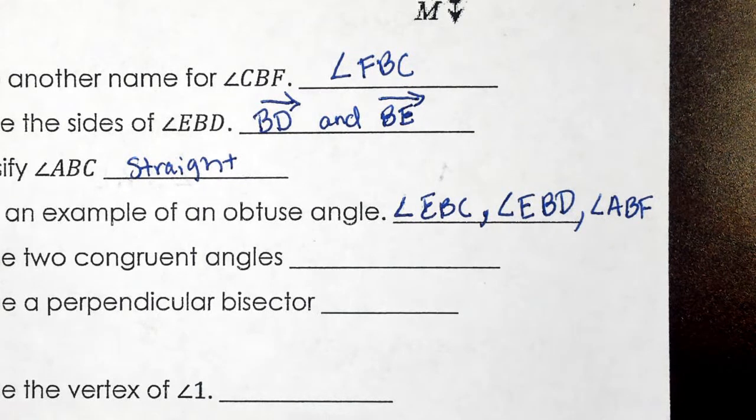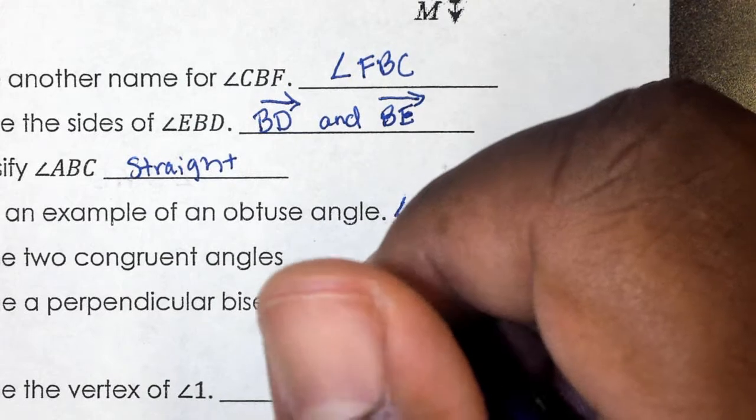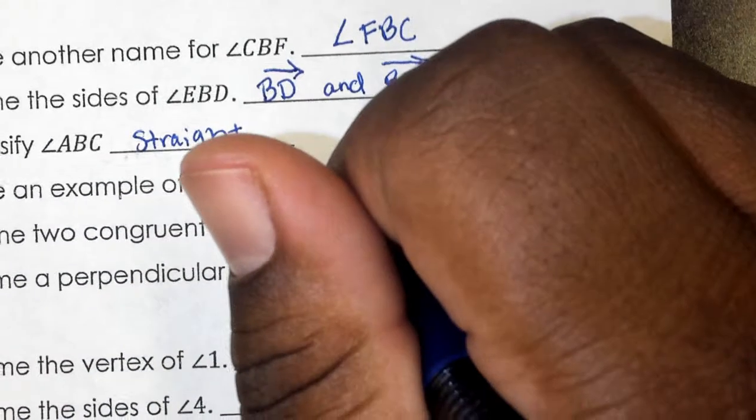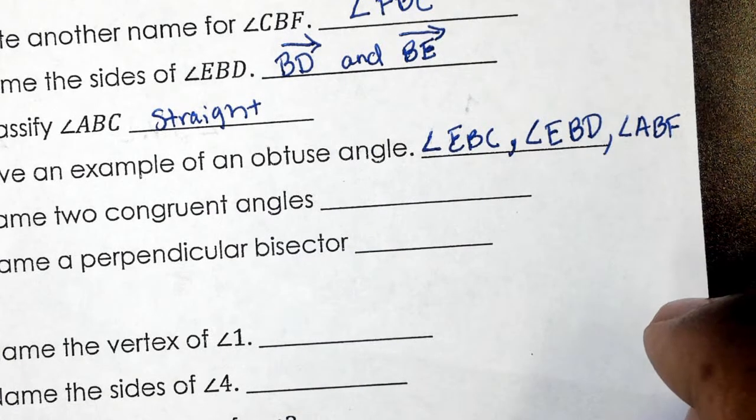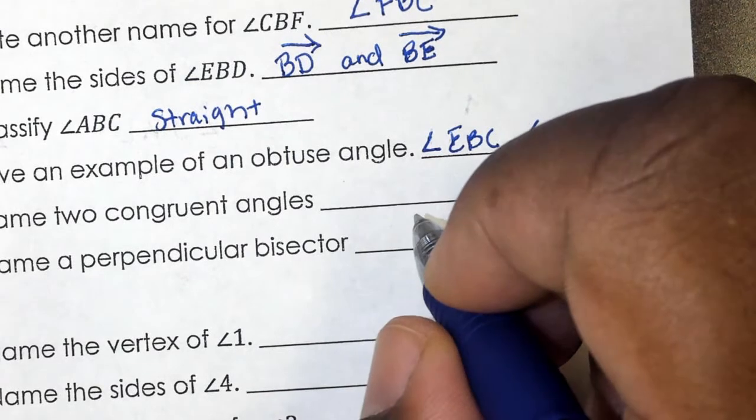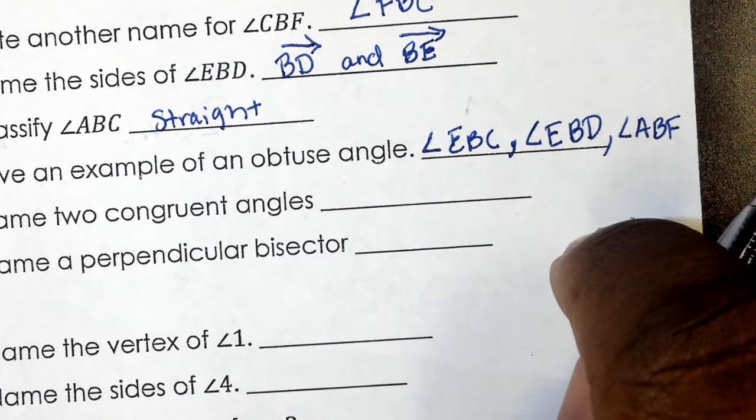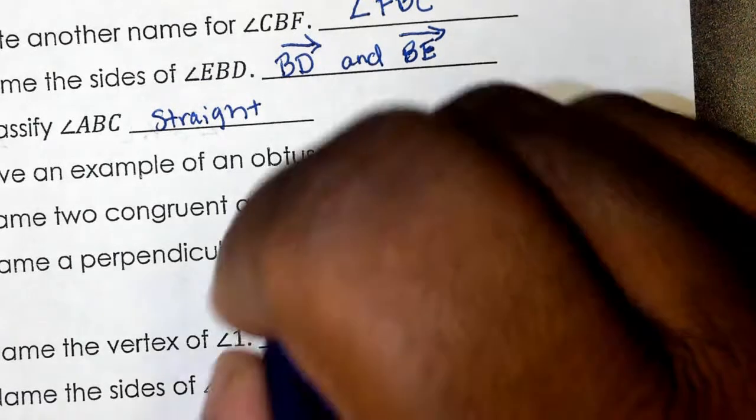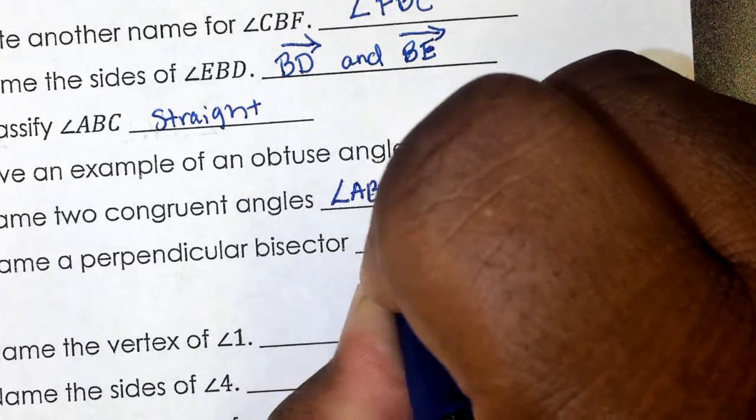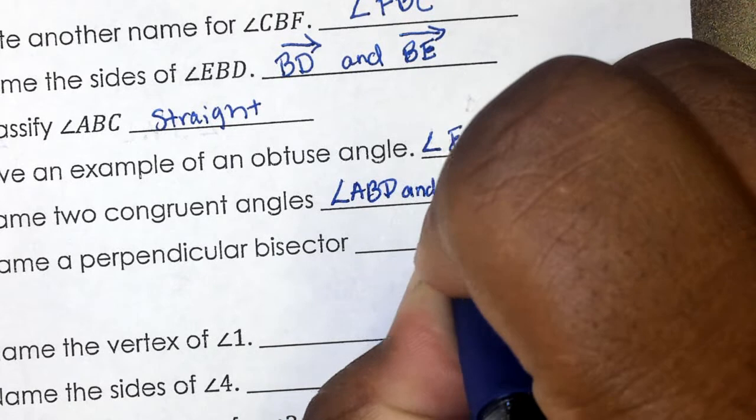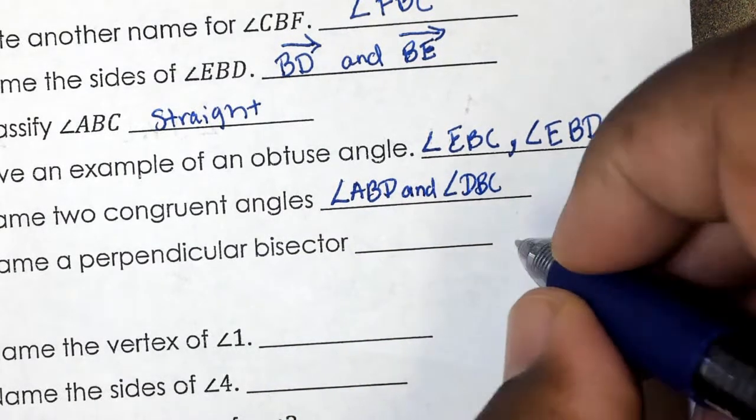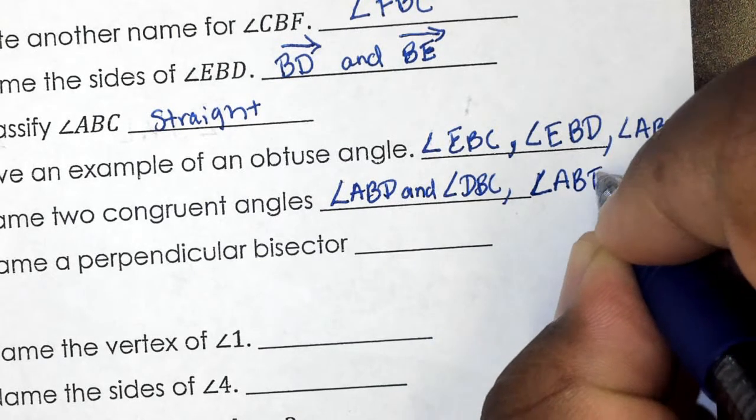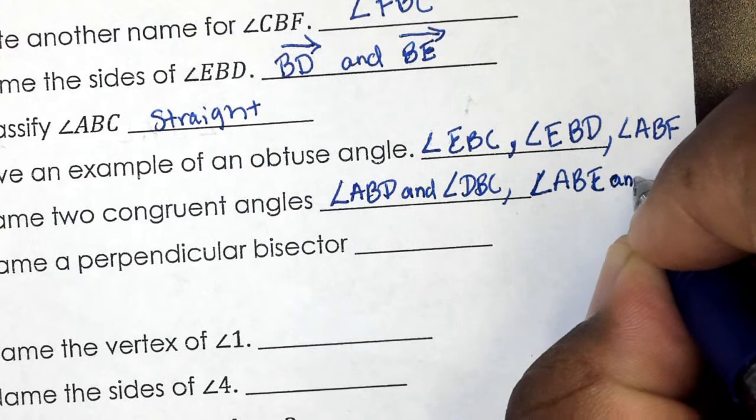Name two congruent angles. Let's see if you can do this. ABD. Okay. Well, let me see where you're going with this before I write it. ABD and what? ABC. All right. So angle ABD and DBC. Those are not even the ones I was looking for. Somebody else got the ones I was looking for. Yeah. Clifton. They asked you for one example. ABE and what's the other one? FBC. Yeah, that's the ones I was looking for.